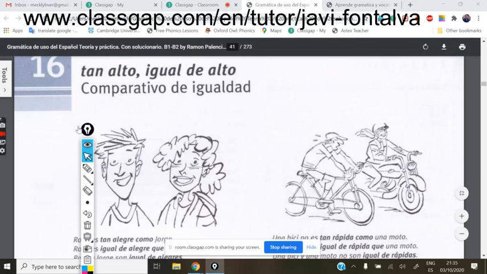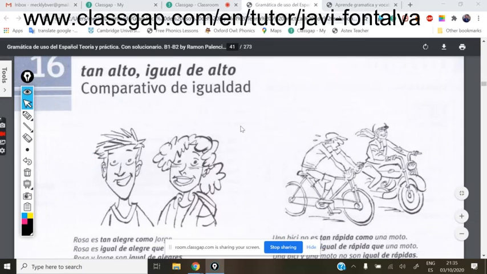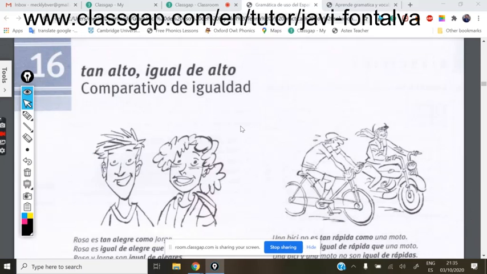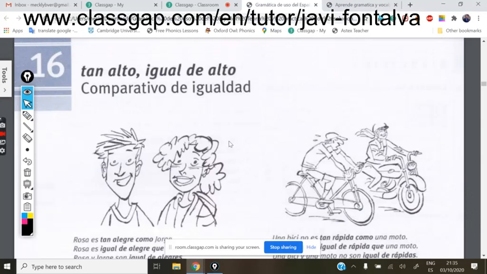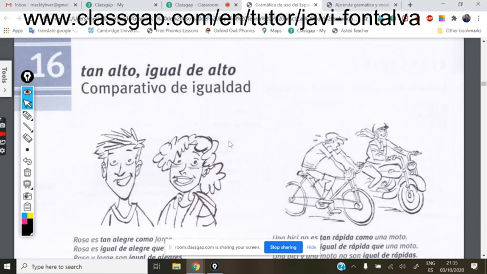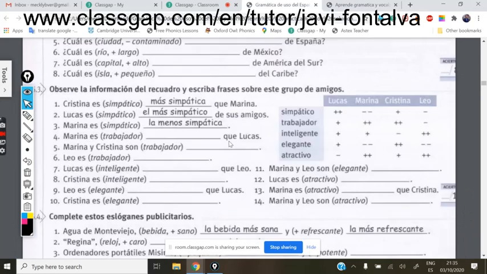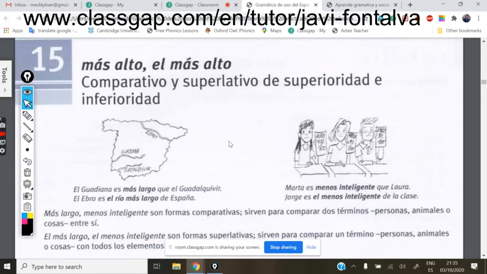Okay, we're going to take a look at something different. We've been looking at the verbs a lot, the past, the present, whatnot. Let's talk a little bit, for the time being, about verbs. We're going to take a look at comparatives. Okay, let's start with this one.